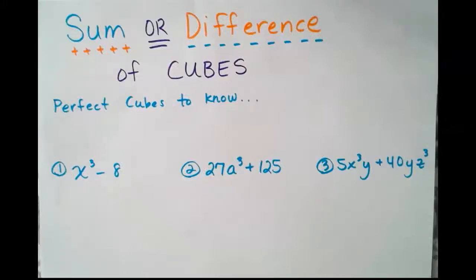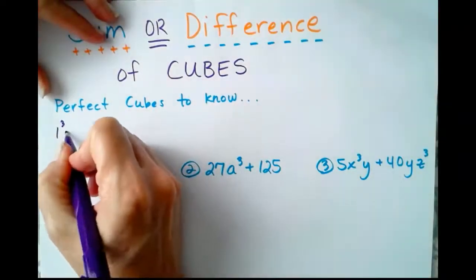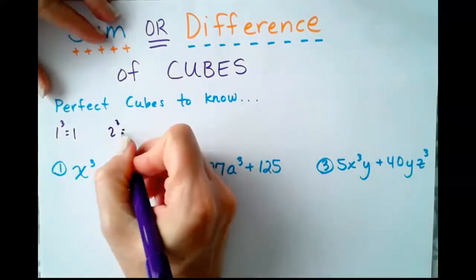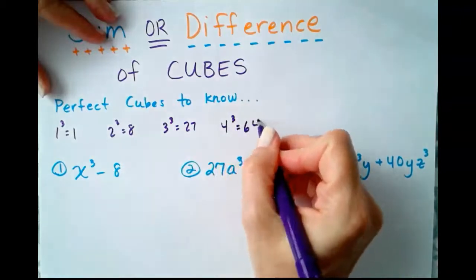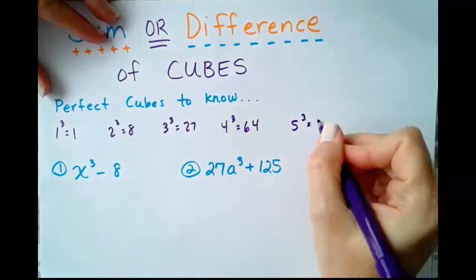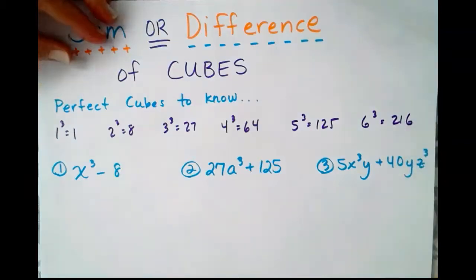Finally, we're going to get into the sum or difference of cubes. So before we do any factoring, let's just go over some of the perfect cubes that will be very helpful to know. We really only need to know the first 10 because perfect cubes get quite large quickly. Of course 1 cubed is 1, 2 cubed is 8, 3 cubed is 27, 4 cubed is 64, 5 cubed is 125, 6 cubed is 216.